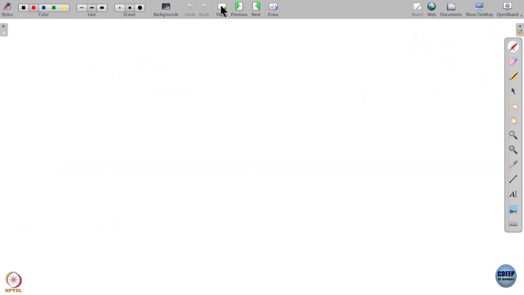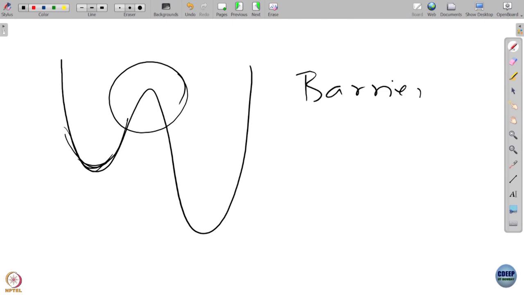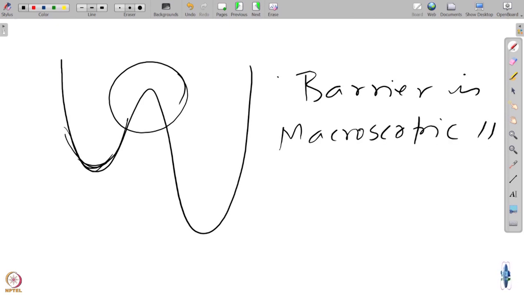Right now what we are having then is this kind of situation. This is harmonic, but this barrier is large, the barrier is macroscopic. So the barrier is macroscopic, very important. So how does the system go from here to here? This is the question. In second order phase transition, it does not arise.